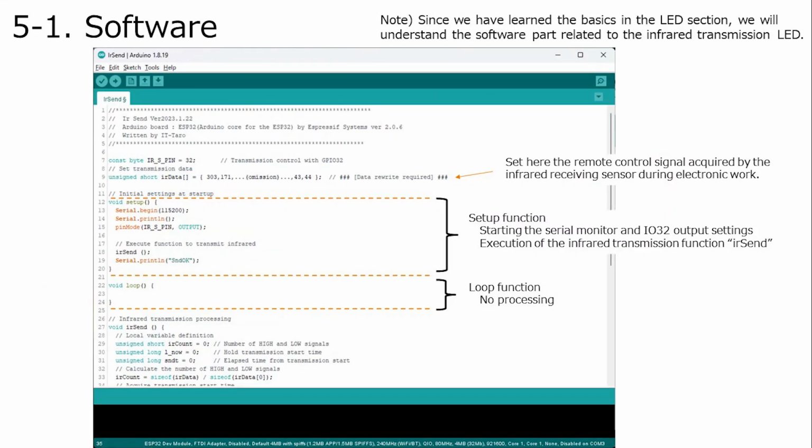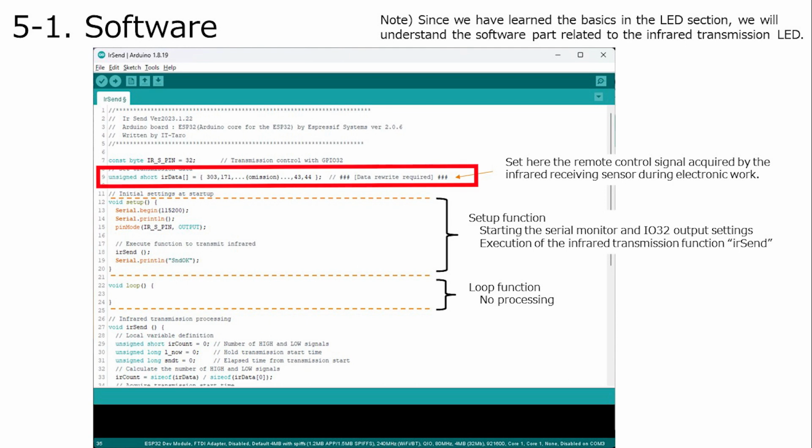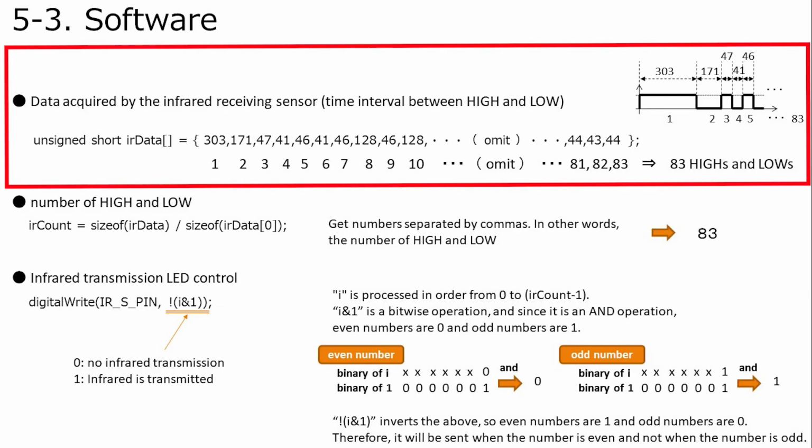I will make the software. The software used this time is posted on the Hobby IT site, so please use it. Let's understand the software. First, we define IO32 that controls the infrared transmission LED. Next, I pasted the remote control signal obtained and saved by the infrared receiving sensor last time. I will check the content of this signal on this slide.